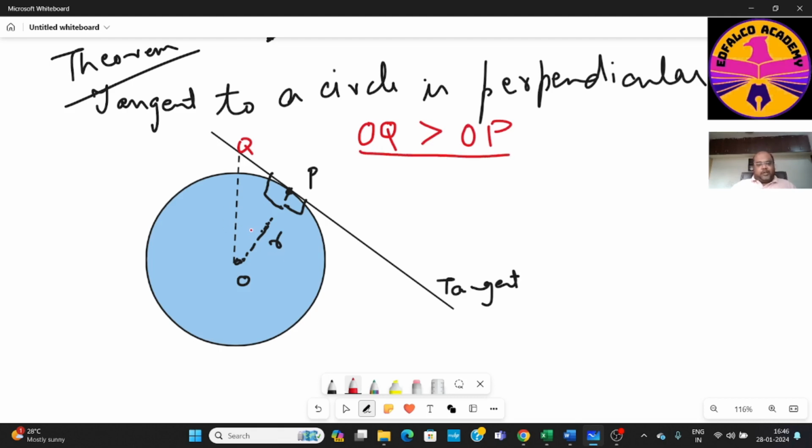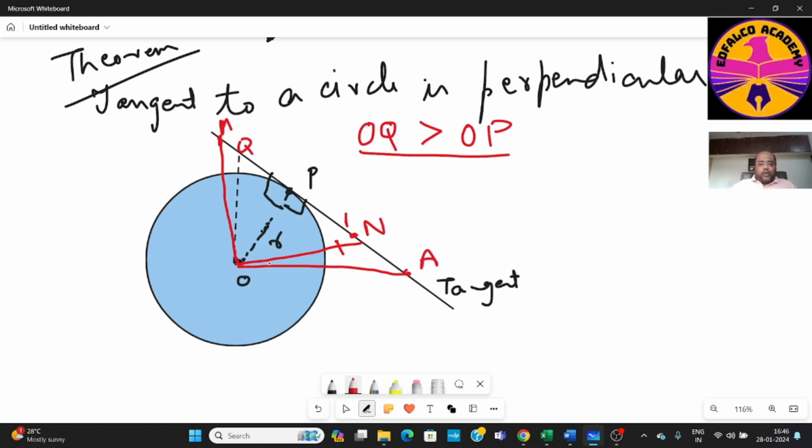Any other point if I take on this line, Q was just one sample, but any point, let's say this point or this point or this point, if I try to join that point from O, like this, like this, like this, all of these lengths, suppose here it is OQ, OM, or here it is ON, or here it's let's say OA, whatever.